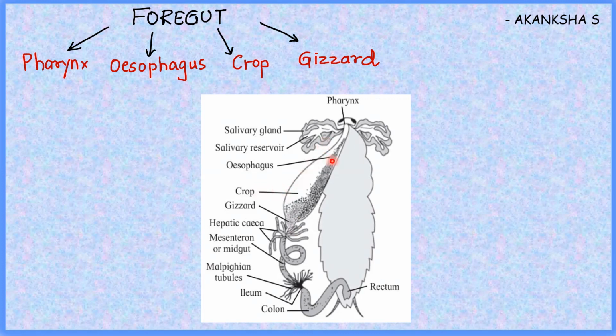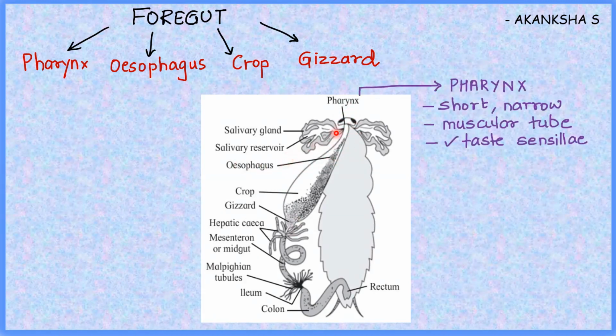Names may not ring a bell, like what can be a crop or a gizzard. But from our body anatomy, we know there is a pharynx in humans and an esophagus in humans as well. So what is the role of the pharynx? The pharynx here has sensillae, meaning small receptors, which can analyze taste. They work in conjunction with the tongue to understand what type of food is coming in. It is a very short and narrow muscular tube, a very small part called the pharynx.